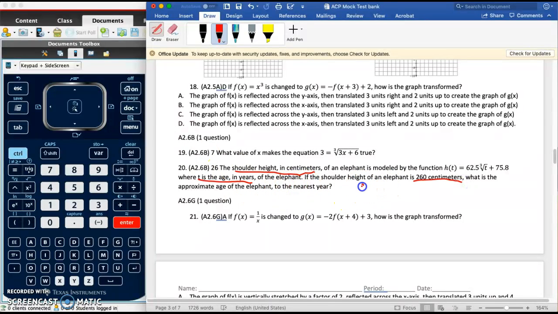So right here, I'm going to go 260 equals 62.5 cube root of t, that's a cube root, plus 75.8. You've got to be careful when you answer this one in your calculator. So just be careful how you do this. So I'm going to go to my calculator.